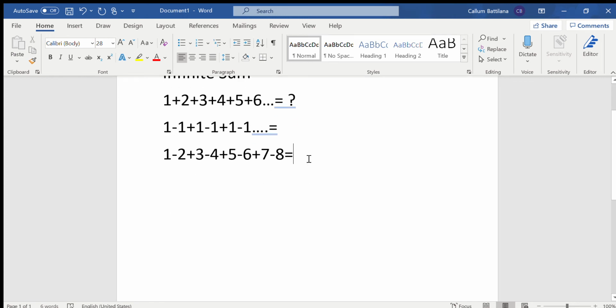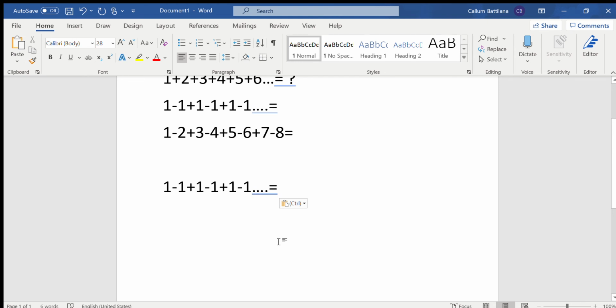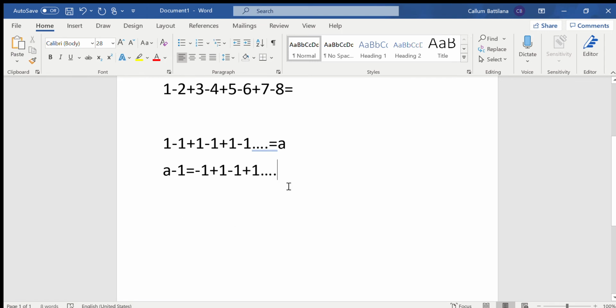So let's firstly focus on this sum here. This is the Grandi's series, and how are we able to find it out? Well, firstly, it's obviously going to equal something, so we'll call this alpha. Okay, so A for alpha. Now, if we just subtract 1 from alpha, then on the other side it'll just be minus 1 plus 1 minus 1 plus 1 on and on, right?